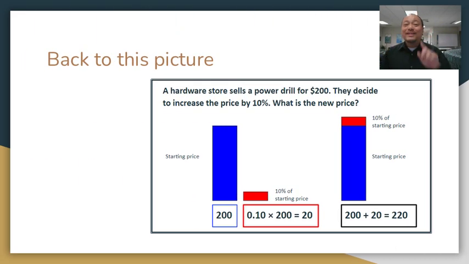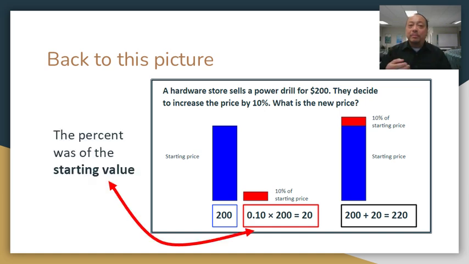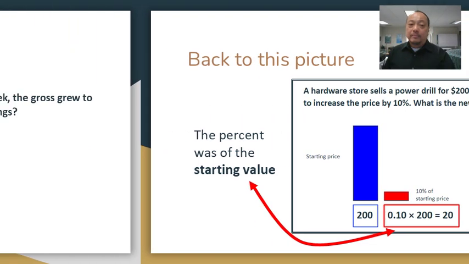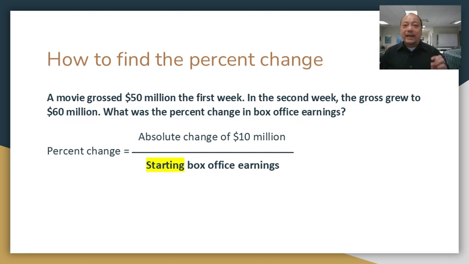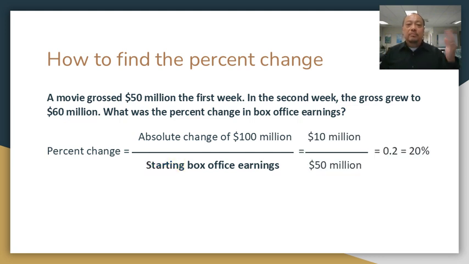To answer that question, let's go back to this picture. Back when we first started computing percent change, how did we compute the 10% increase? That $20 in the picture. We computed that 10% based on the starting value. The base of a percent change is always the starting value. So that's what we're going to divide by. The percent change is equal to the absolute difference of 10 million divided by the starting box office earnings. Plug in the numbers. 10 million divided by 50 million equals 0.2 or 20%.